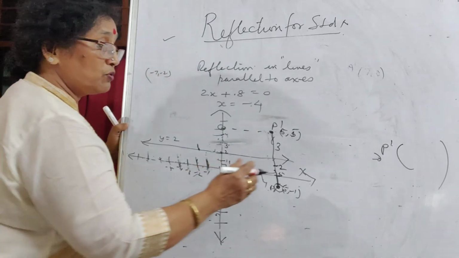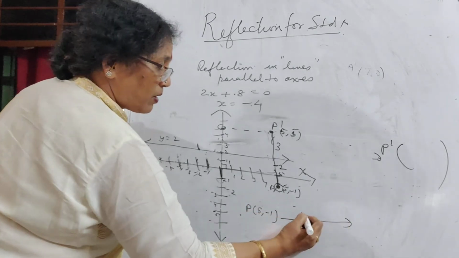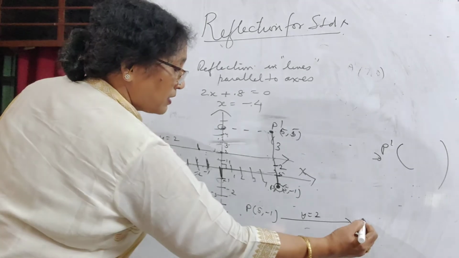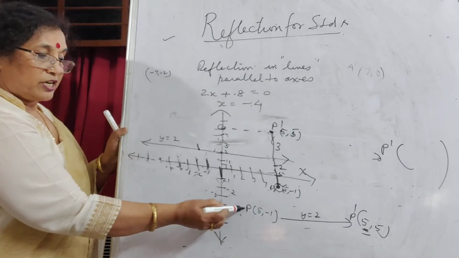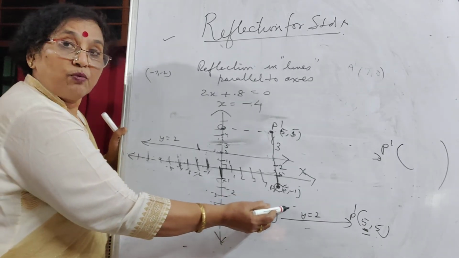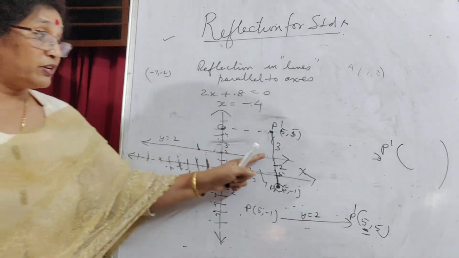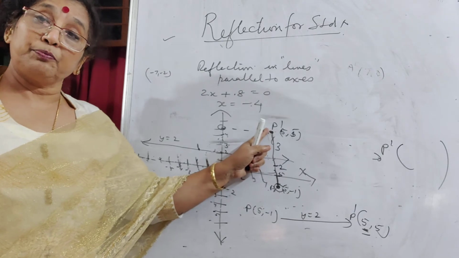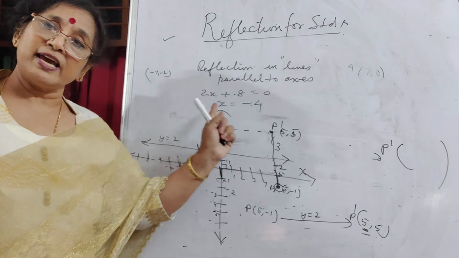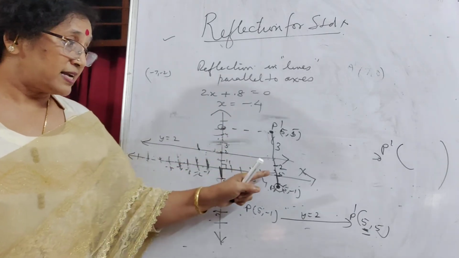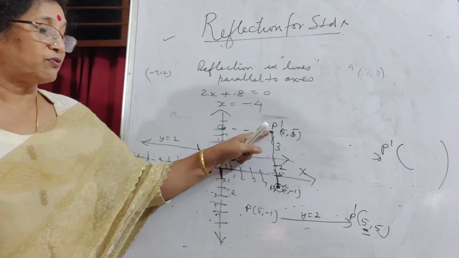Don't get confused. So you got the image of P, which is 5 minus 1, in the line y equals 2, is 5 and 5. See, x did not change. P dash is 5, 5. The distance is 3, children, from the mirror line. But the position of a point is always with respect to the x-axis and y-axis. So from the y-axis it remains the same, 5 units. From the x-axis it has shifted. So how much distance is here? From the x-axis 2 here and 3 here, 5.